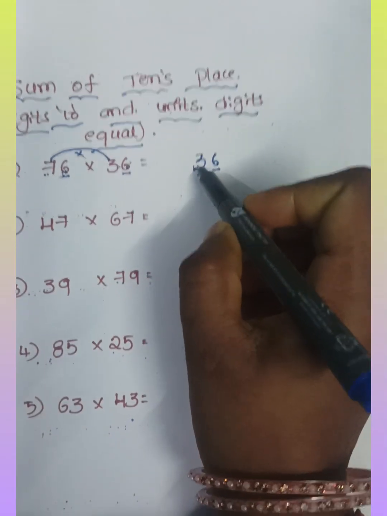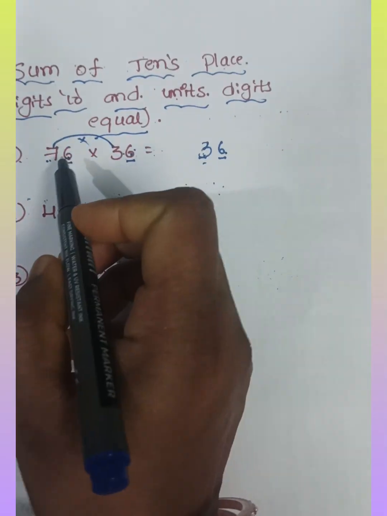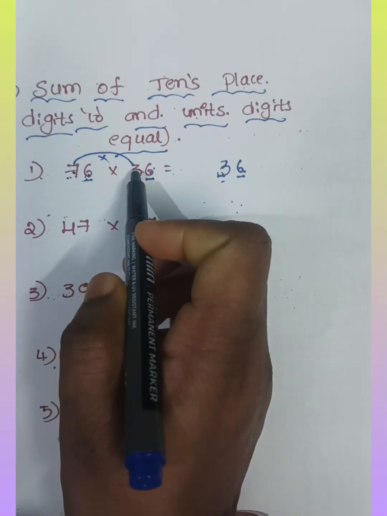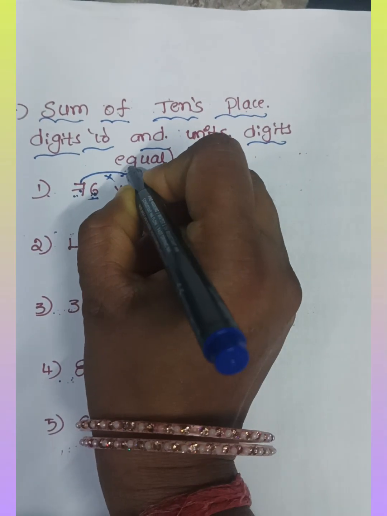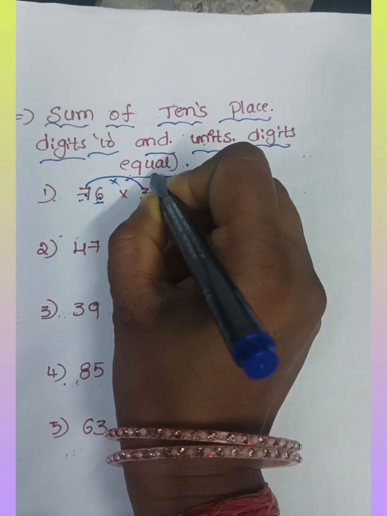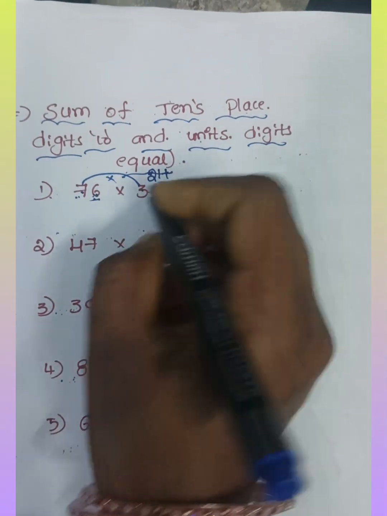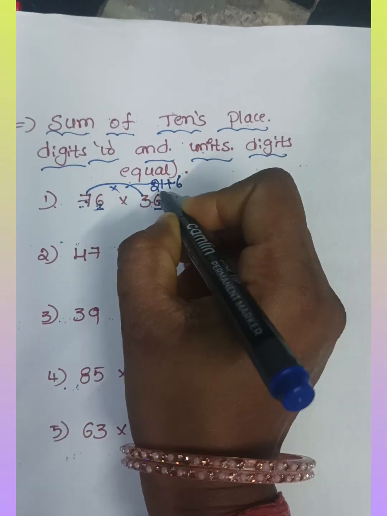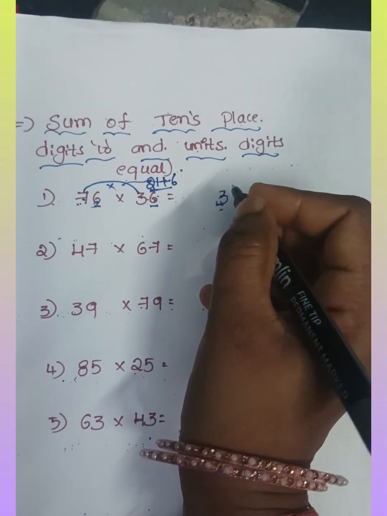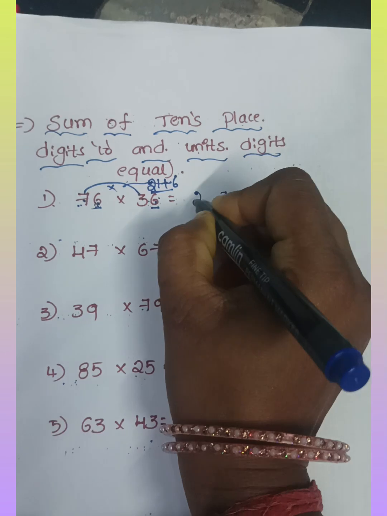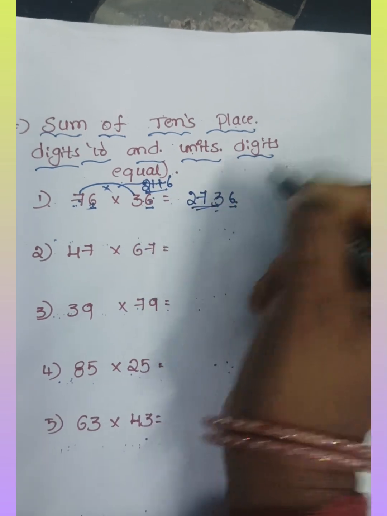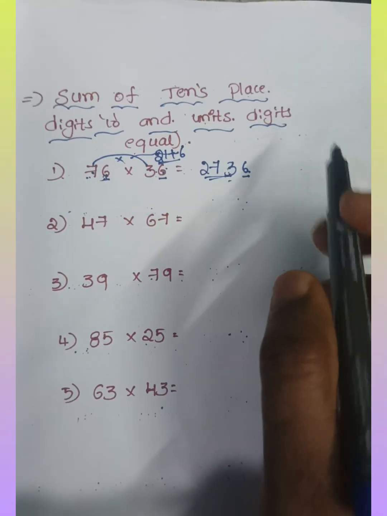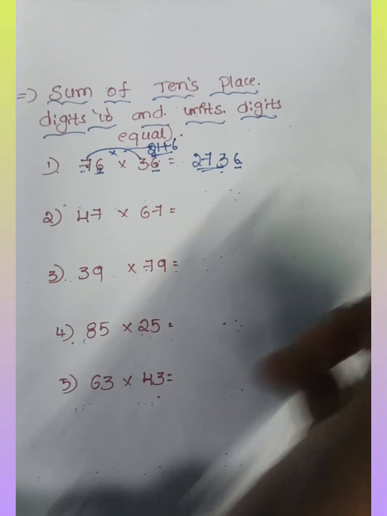So write the 36 here, and next multiply the tens place digits. 7 threes are 21. Add this 21 with the ones digit number. What is the ones digit number here? 6. 21 plus 6 is 27. So the answer is nothing but 2736.